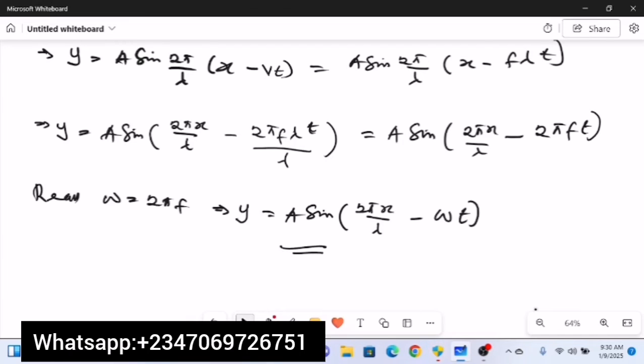You could be asked different questions to solve by comparing with this equation. So right now we're going to be delving into solving some examples just to back up everything we have said.